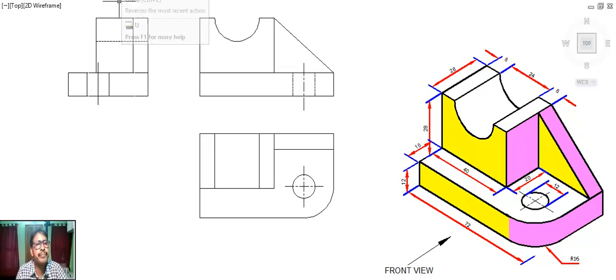So this line will be the center line, and this line and this line will be hidden lines, okay. Now we place the dimensions.